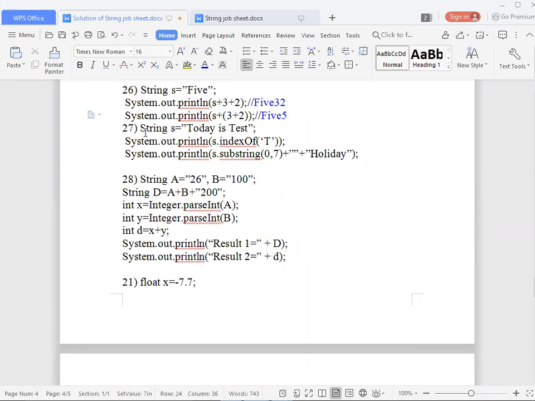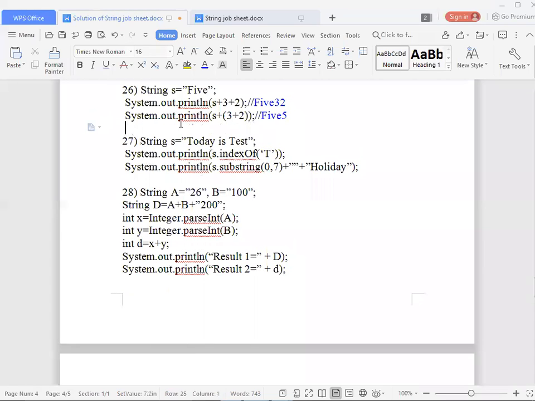Okay. Then here, question number 27. String s as today's test. println s dot index of capital T. You have to tell the index of capital T. It is 0, not 1. Okay, 0. So the capital T index is 0. So it will give you 0.